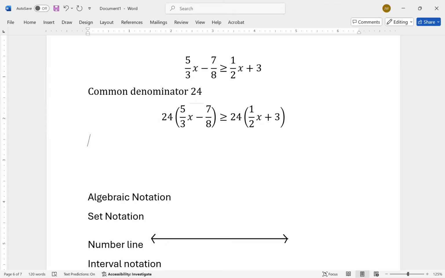So when we do 24 times 5/3 x, you get 40x. 24 times negative 7 over 8 is going to give me a minus 21. 24 times 1/2 x gives me 12x. And 24 times 3 gives me 72.